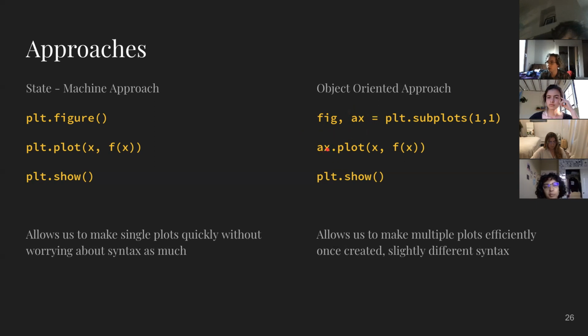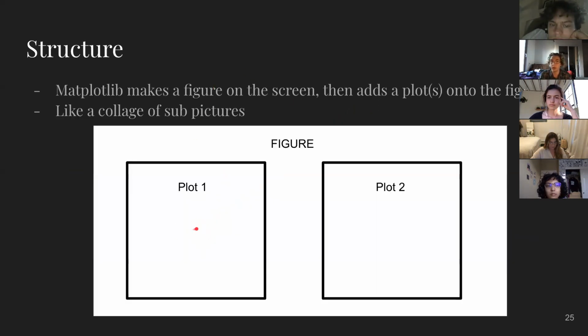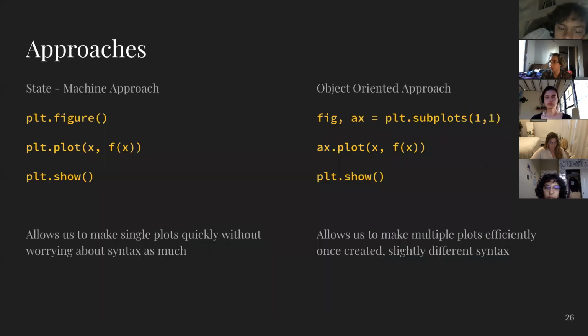And then when you want to start adding information onto one of those empty boxes, say ax1, it's very similar to the state machine approach. All you do is ax.plot and then put the same kind of commands that you would do as plt.plot, but now you're specifying which axis object you want to put that information on. The syntax is a little different. So instead of saying ax.title, you would say ax.set_title.